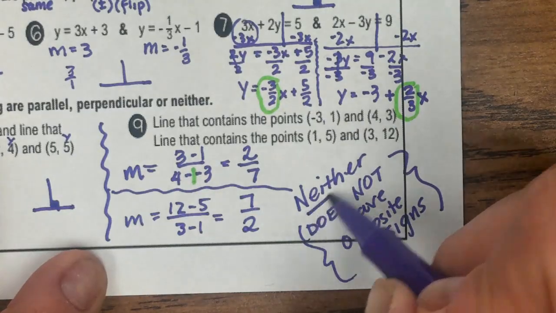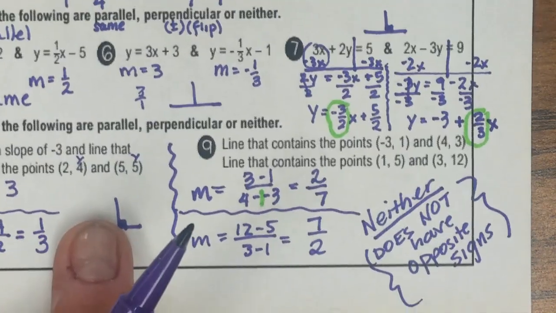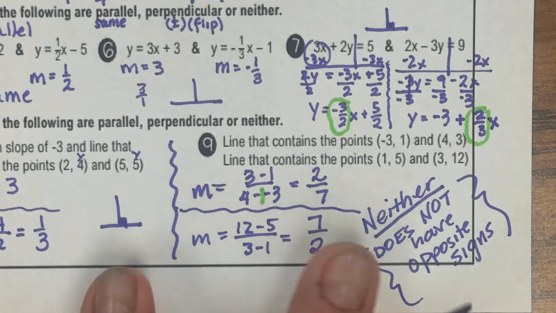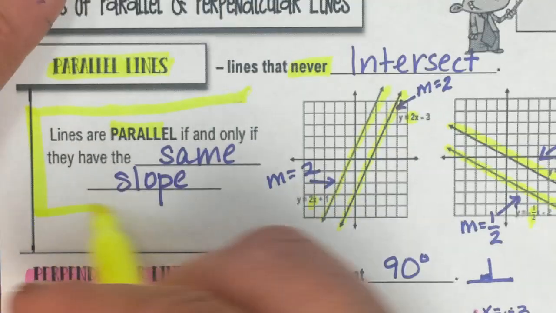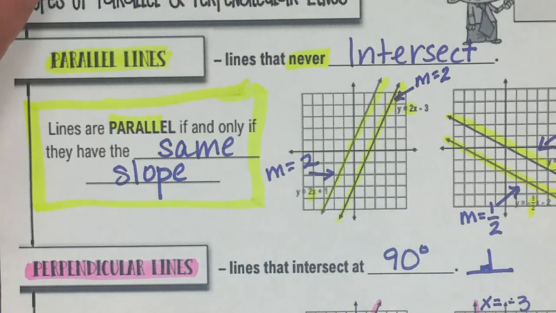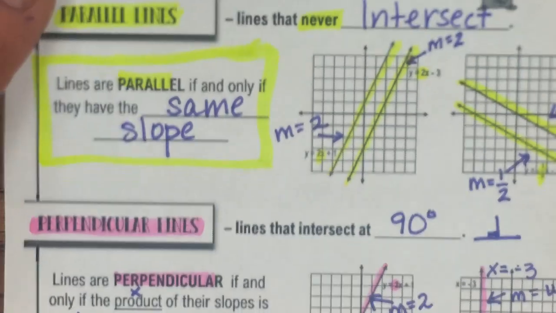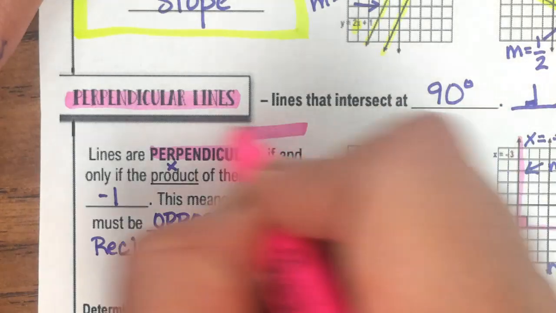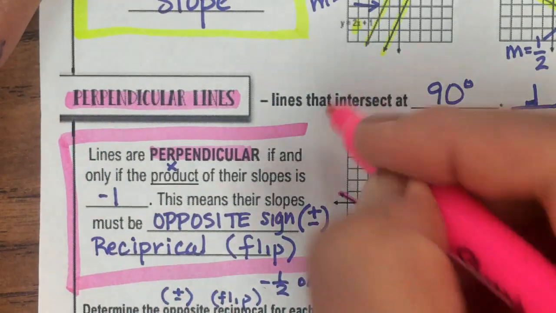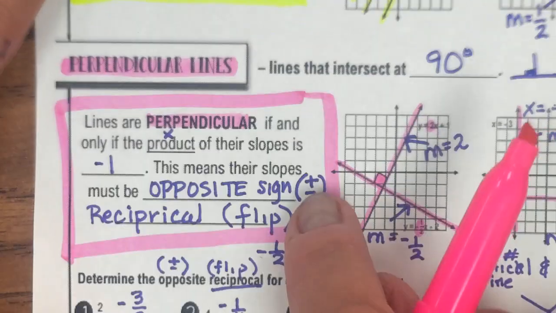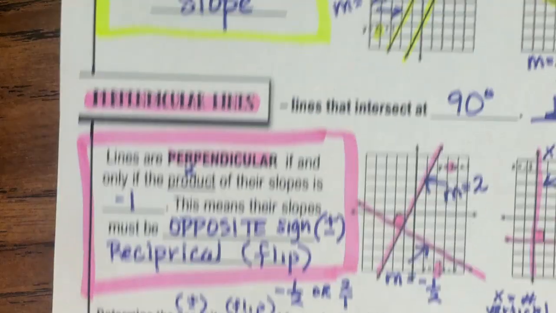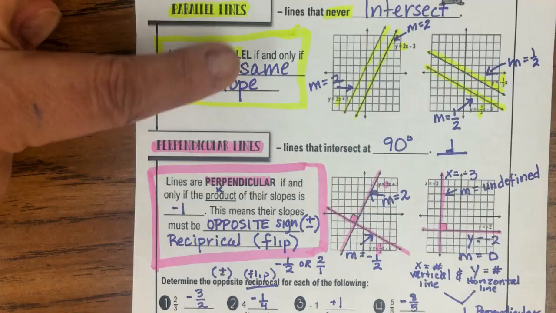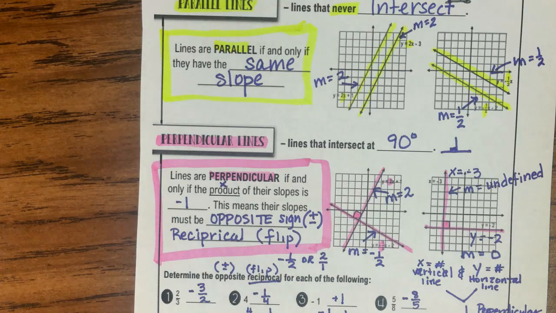So you have three choices when you're identifying slopes. Parallel, if they are the same slope. They are perpendicular if they're opposite signs and they're flipped. And if it isn't either one of these, you're going to say it's neither.